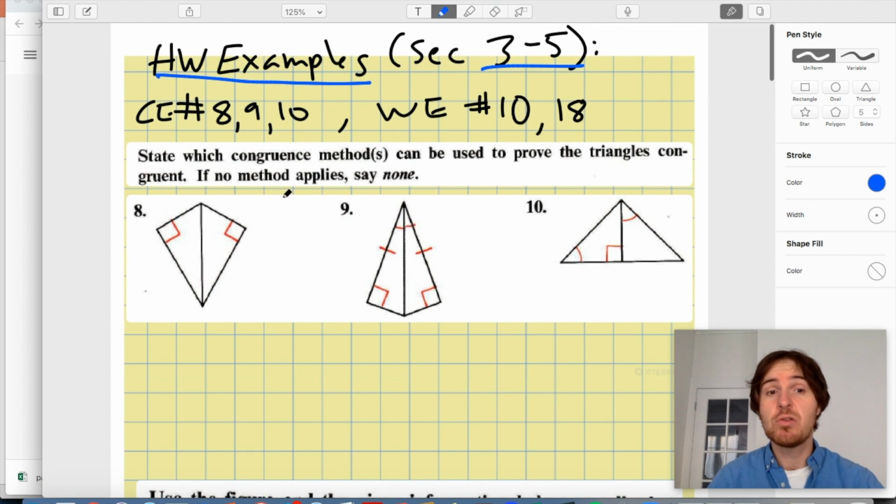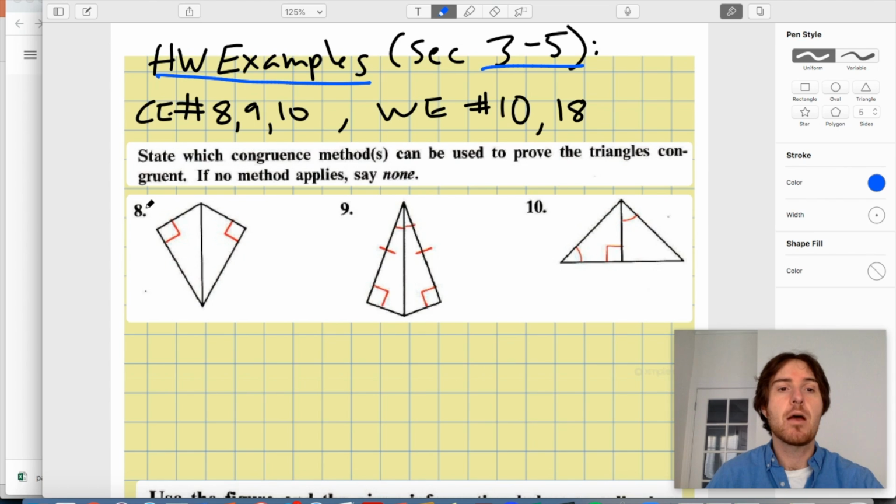Okay, just to show you, these are very quick problems for your classroom exercises. It says state which congruence methods, plural, because there could be more than one way you can prove triangles congruent, can be used to prove triangles congruent. If no method applies, say none. So it's possible that some of these triangle pairs are not actually congruent to one another. We don't have a justification that would confirm that the 2 triangles are congruent.